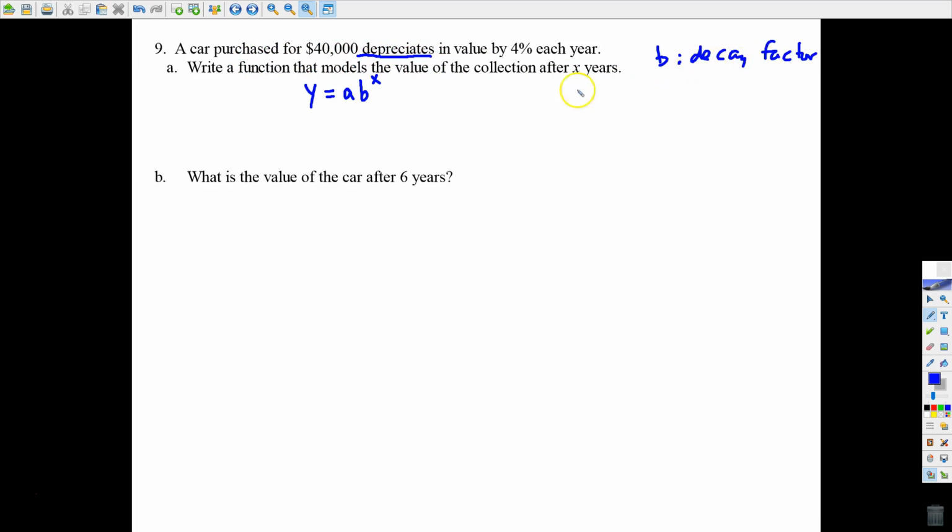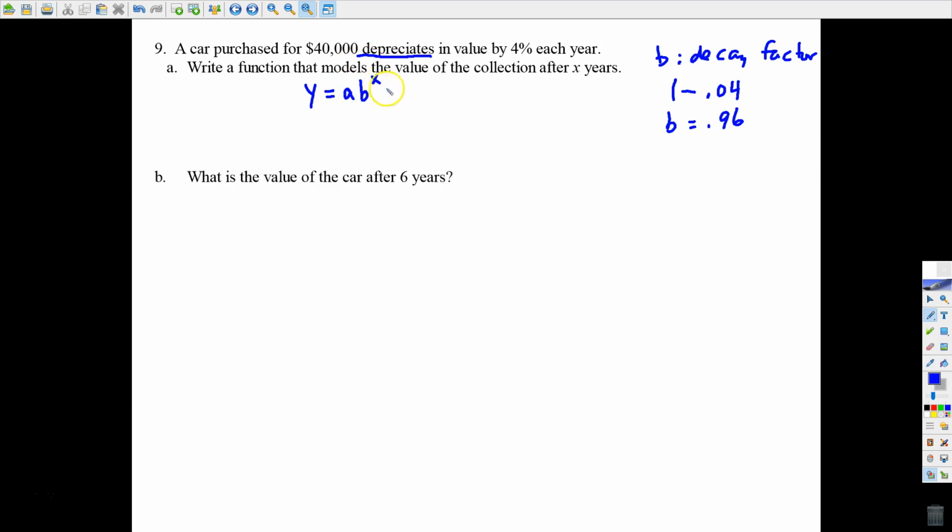And when we want to find the decay factor, we always start with the number 1, and then we subtract whatever the rate of decay is. And in this case, that's 4%. Notice how I changed it to a decimal. So B is going to be 0.96.